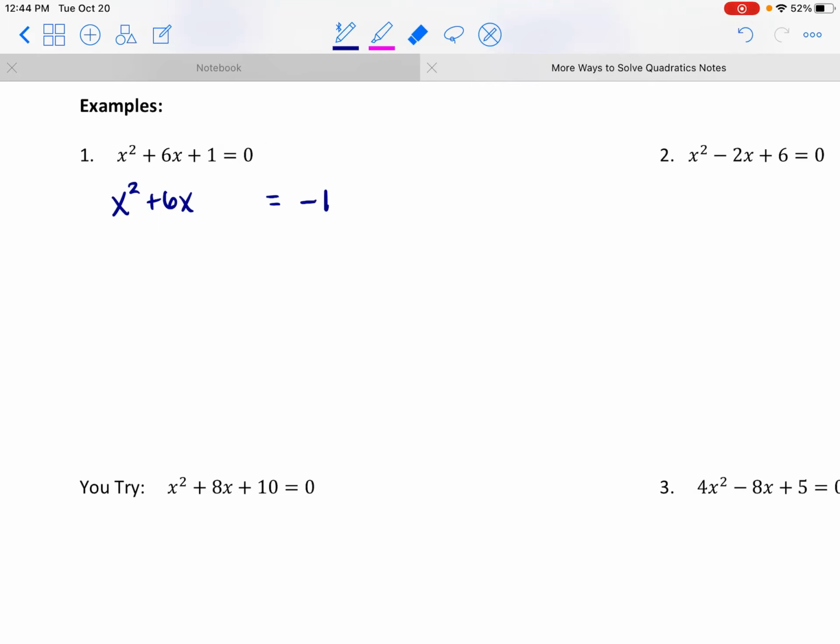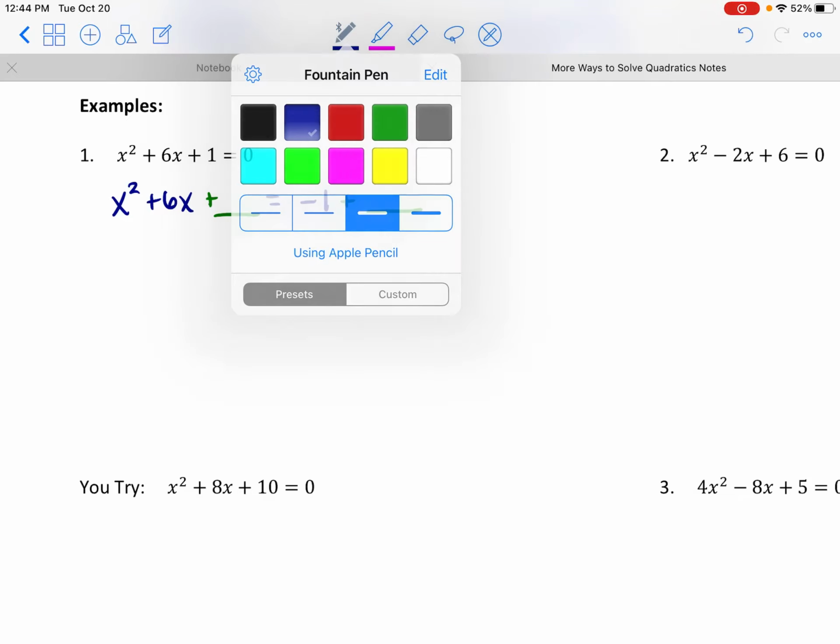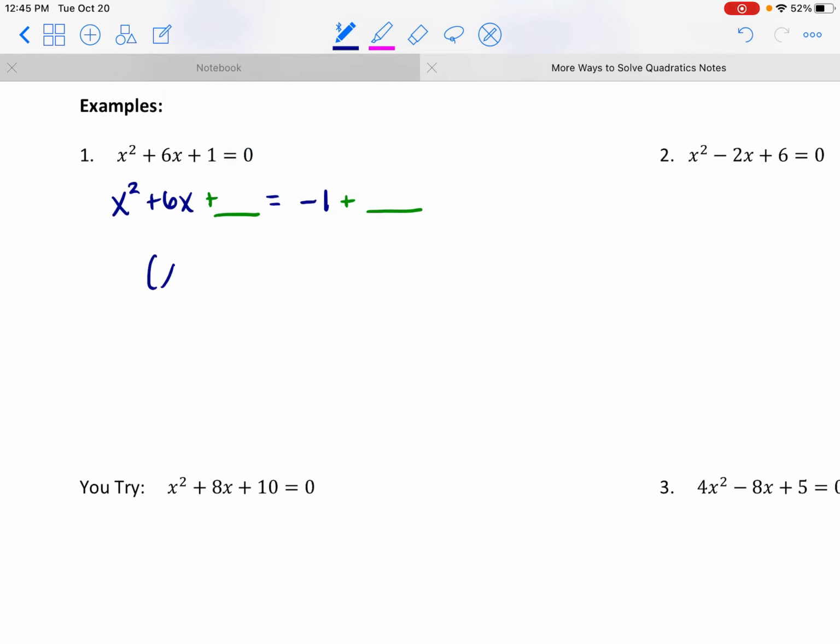And notice I left a little space in there because I'm looking for what do I have to add to this side of the equation to make this factorable, and then I got to add the same thing to the other side of the equation. So I like to leave a little bit of space to make that happen. Okay, so what are we going to add in there? Well, I know this is going to factor into an x plus 3 squared, right? If I take half of the 6, I get 3, and the 3 squared, it tells me that a 9 is going to have to be added.